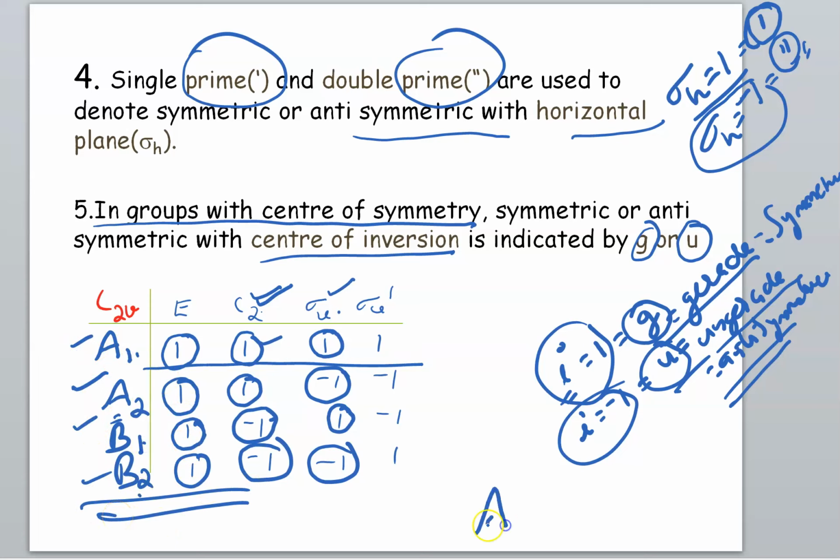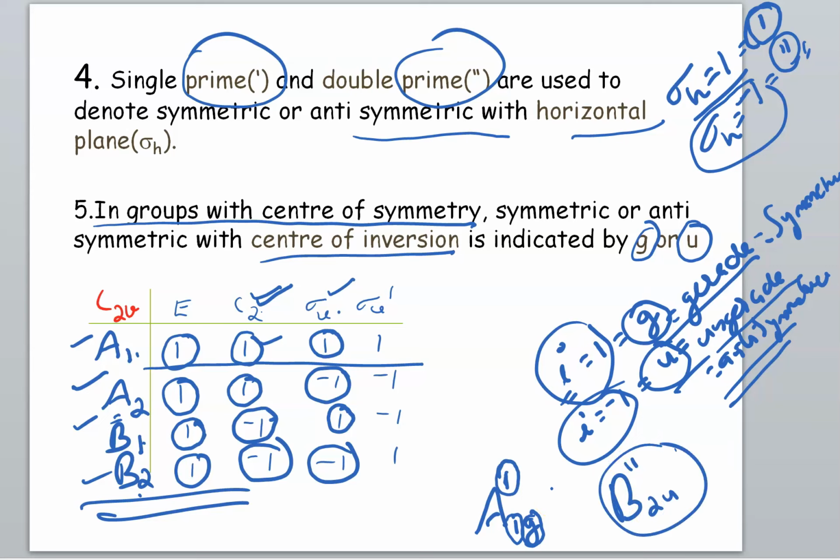If you are writing a symbol like A1g prime, what does this mean? It means that it is a one-dimensional representation, because it is A, symmetric to the principal axis, because it is 1, symmetric to the subsidiary axis or vertical plane, because of the single prime here, symmetric to the horizontal plane, and it is gerade, symmetric to the center of inversion. Or a symbol like B2u double prime.